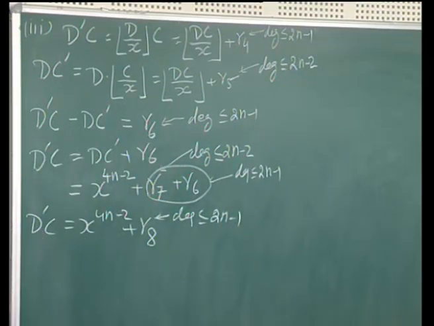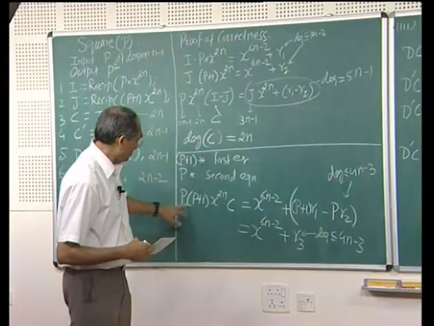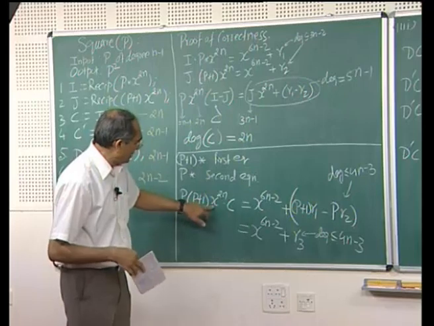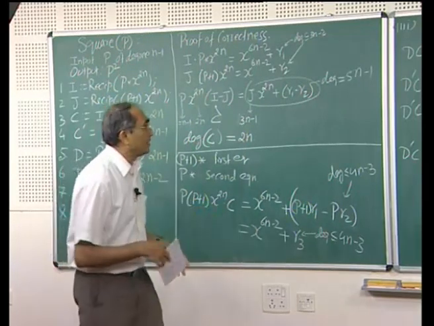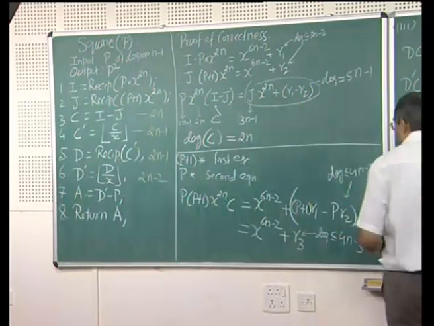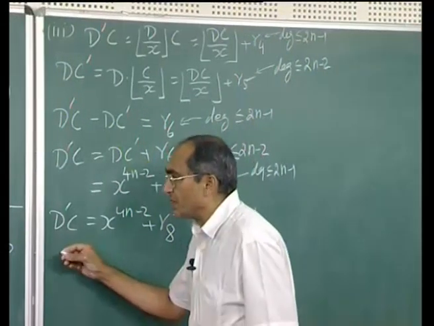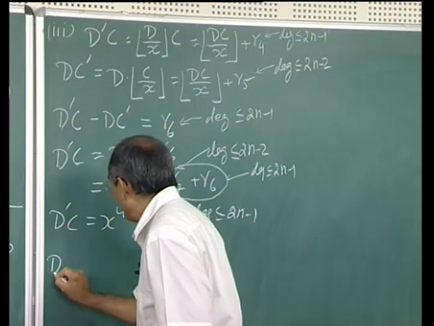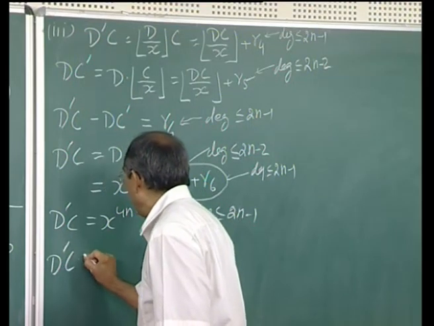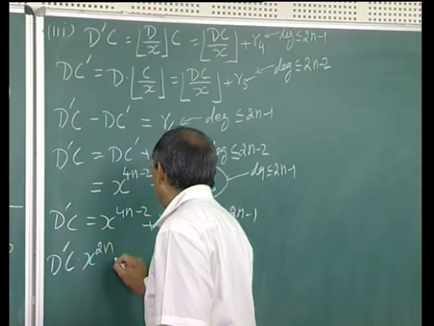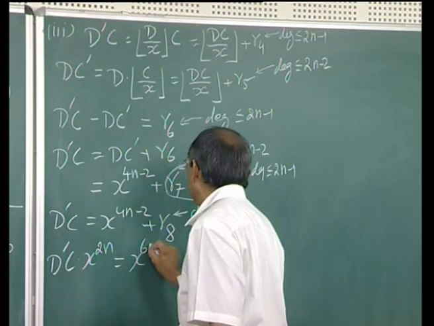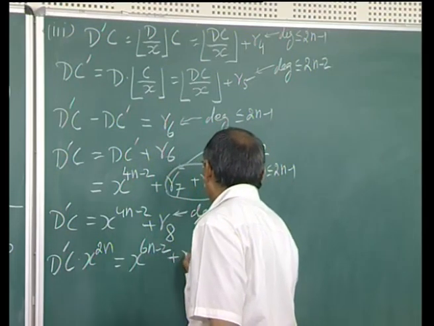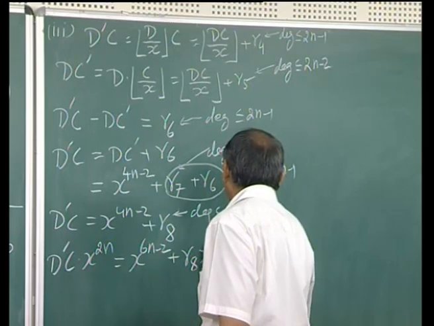Now, I have got two interesting expressions, p into p plus 1 into x to the power 2n C. To compare this with this expression, I am going to multiply the both sides by x power 2n. So, I have got D prime C x to the power 2n is x power 6n minus 2 plus R8 x to the power 2n.